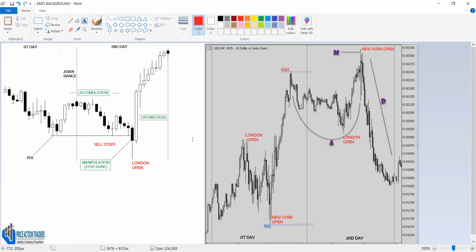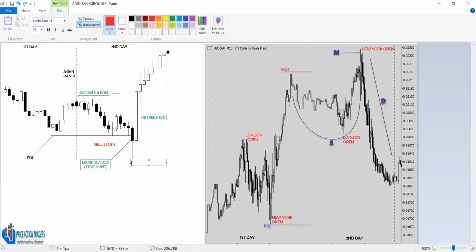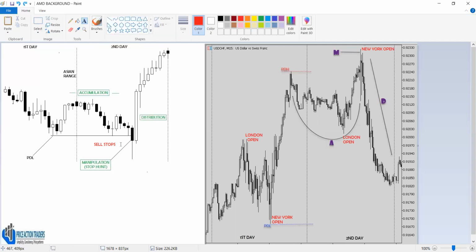But, or probably this could be a kind of London retest of the previous day low, then they push above, then more manipulation below that low, there into London, into New York open. So that's how the price manipulation plays out in the market.